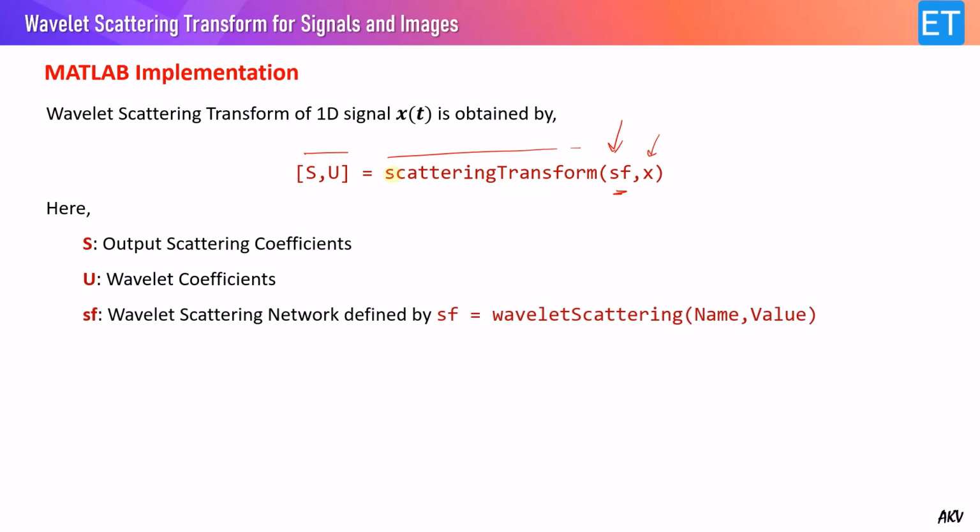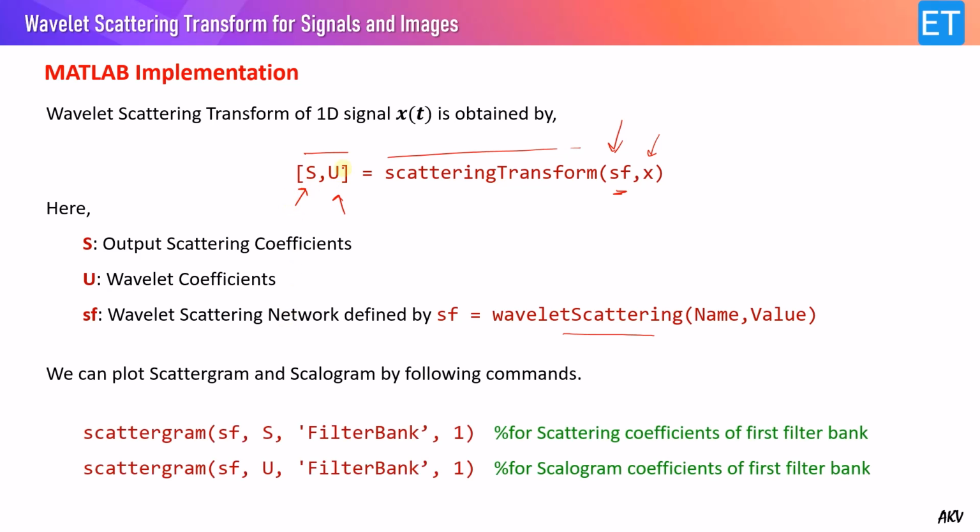Here SF is the wavelet scattering network, which was just defined by the function we have already seen in the previous slide. We can plot the scattergram and the scaleogram also. As S carries all the scattering coefficients, and U carries all the wavelet coefficients or scaleogram coefficients, with the help of S and U I can plot the scattergram and the scaleogram. You can plot after a certain filter bank, I mean after the first level or the second level. Not all can be plotted simultaneously.